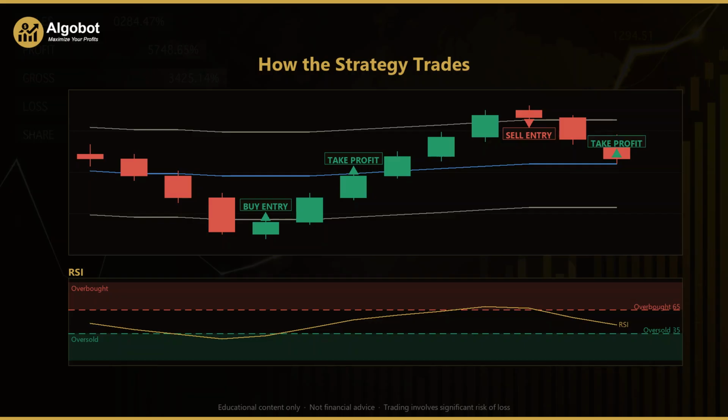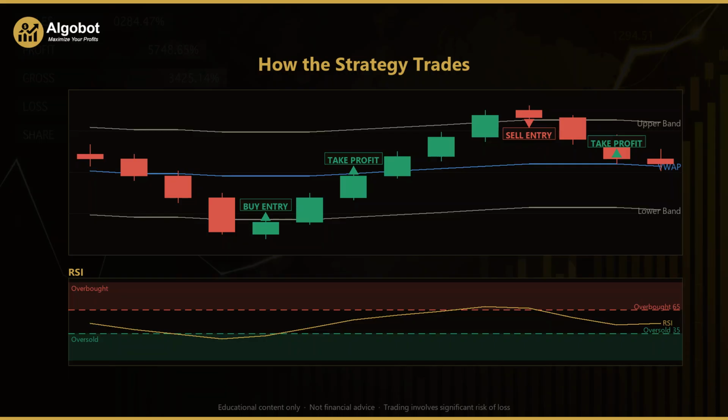Look at the 10th candle. It closes above the upper band. The RSI is above the overbought level of 65, and this candle is bearish, closing below its open, the first sign of price rolling over. All three short conditions are satisfied, so the sell entry is signaled here. The take profit is set back at VWAP, and the stop loss sits 1 ATR above the entry.